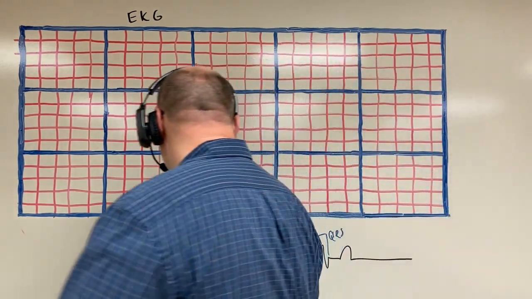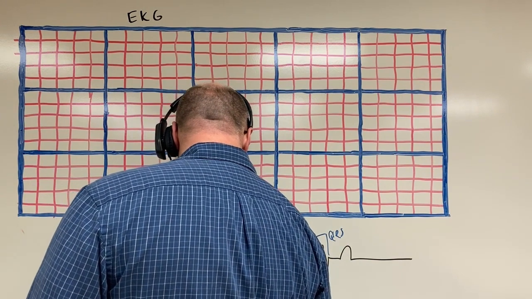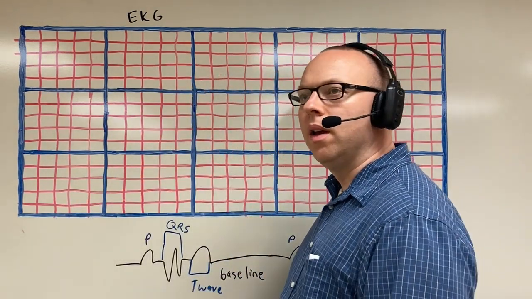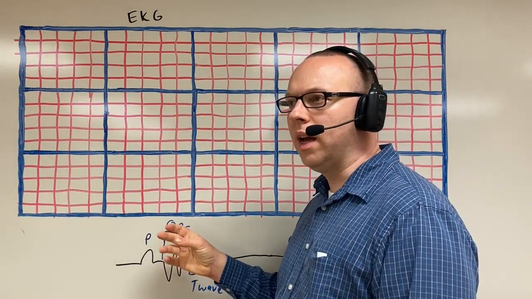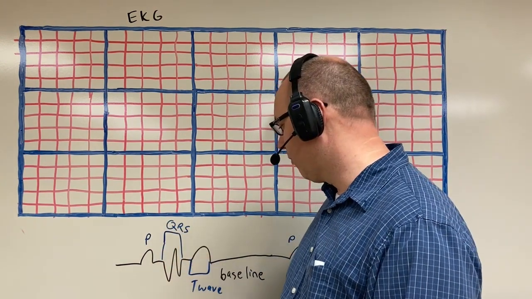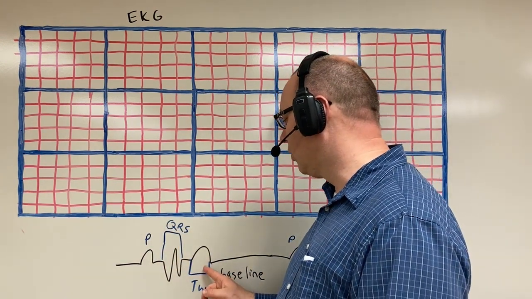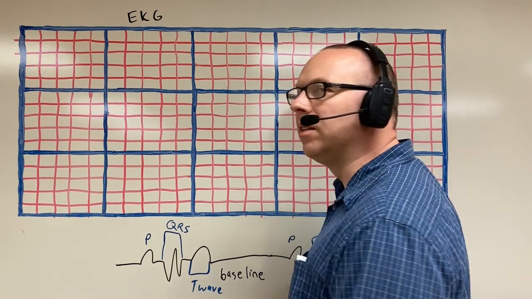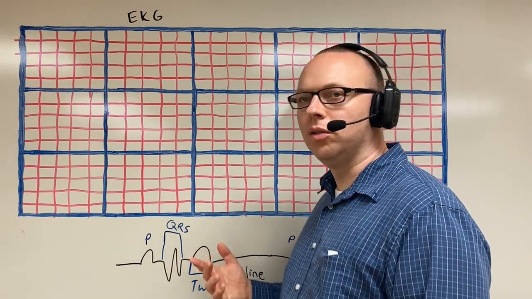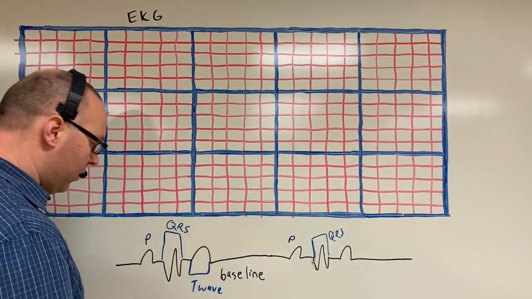The next thing we have is a T wave. This T wave is the bottom part of the heart relaxing, starting to open back up here. Once the bottom part of the heart is fully relaxed, we're going into our baseline until the top part of the heart contracts. A couple of things you want to know here.